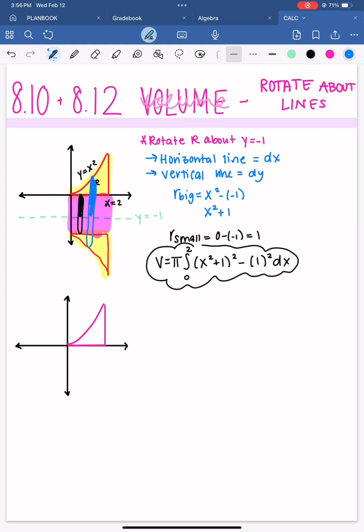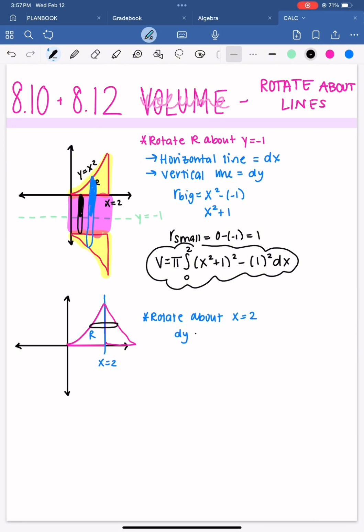Let's look at this region, same exact region again, bound by y equals x squared, the line x equals 2, and the x-axis. And we're going to rotate it about a different line here. So we're going to rotate it about the line x equals 2. All right, let's do it. Let's do a line reflection. And we know that this is a vertical line, so it's going to be dy. So if you do a line reflection, you can see that there's no empty space. It's going to be the disc method.